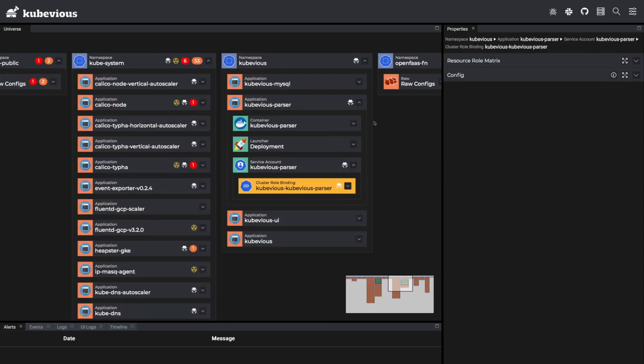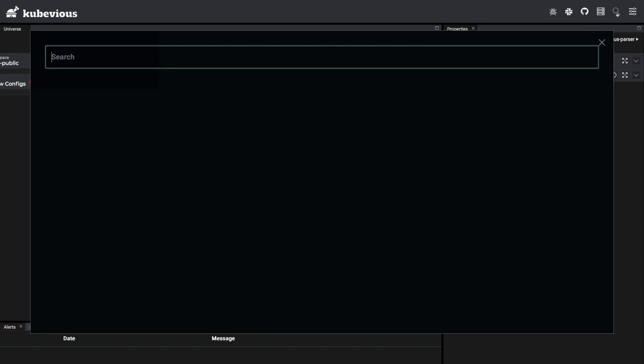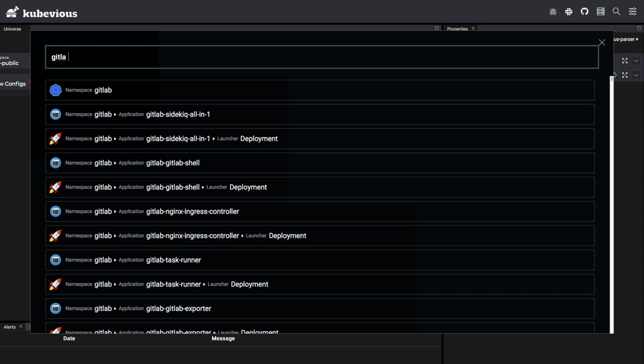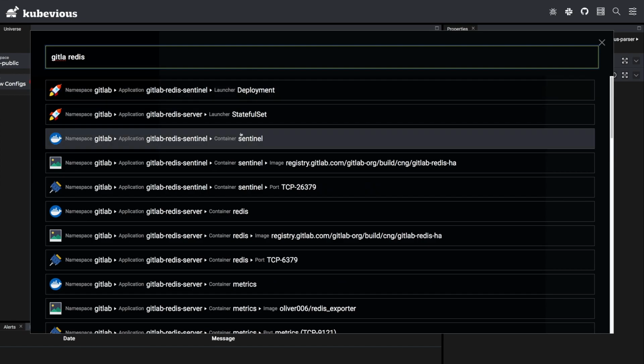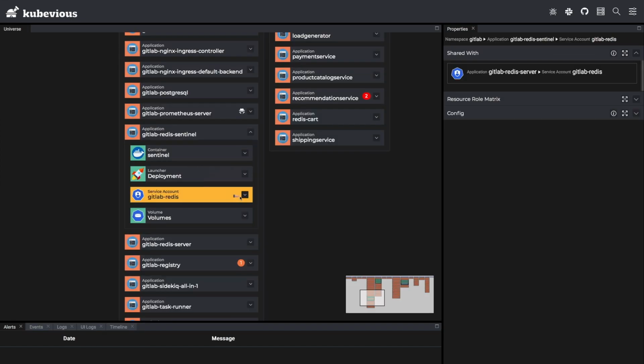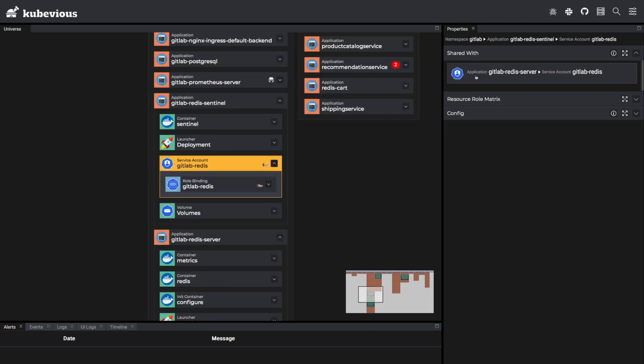Kubernetes is very modular, and roles can be reused across apps. Just like in the case of config maps, service accounts, roles, and bindings are marked with the shared by flag. That would mean that they're used elsewhere, and any changes would affect other applications as well.